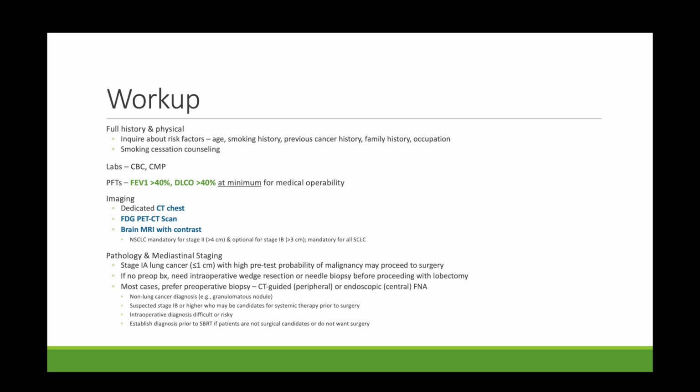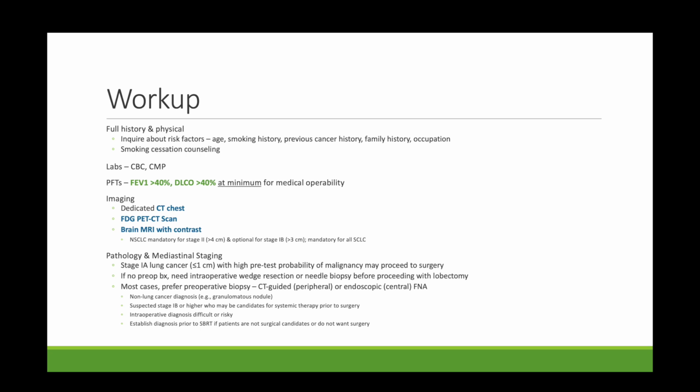In terms of workup, we always start with a full history and physical. As I've been mentioning, we need to inquire about different risk factors, obviously their age, their medical history, occupational history, and family history, as well as smoking. And if they are active smokers, we need to engage in smoking cessation counseling. In terms of labs, you always want to start with a CBC and a CMP.